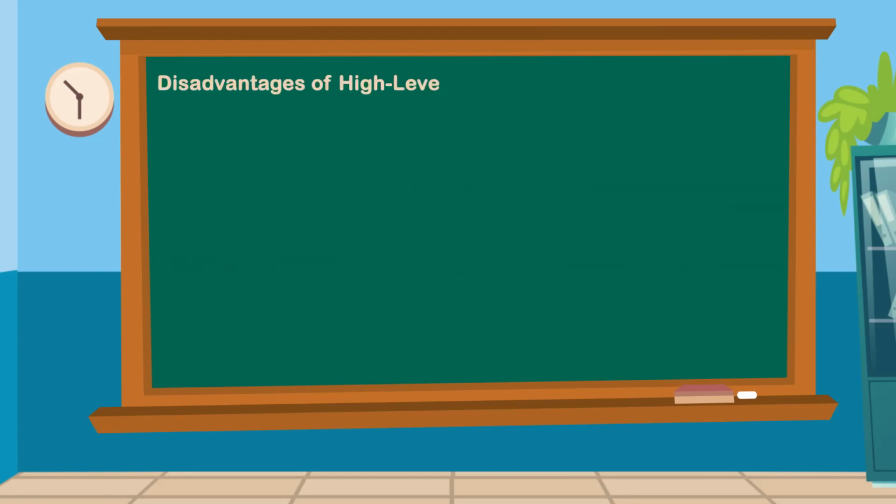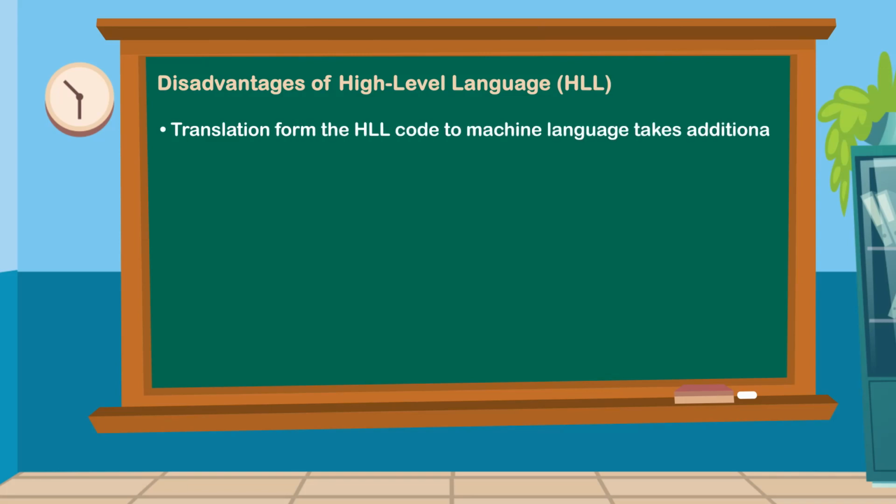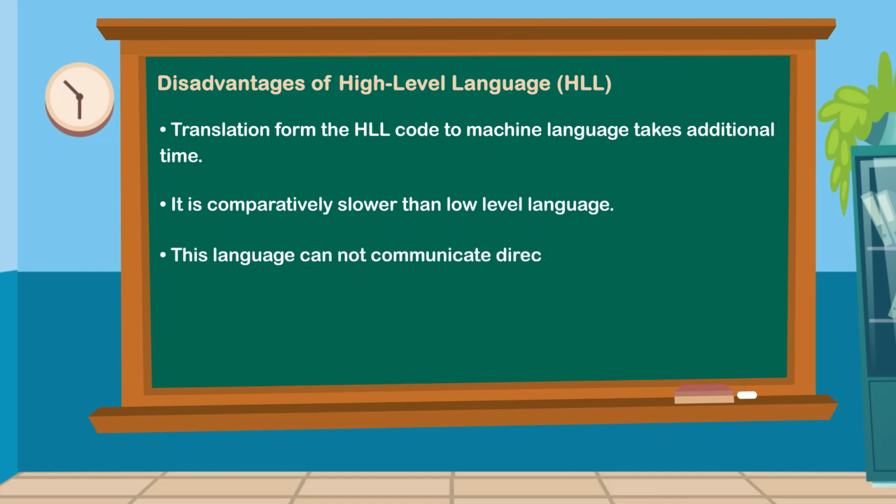The disadvantages of HLL include: translation from HLL code to machine language takes additional time, and it is comparatively slower than low-level language, and this language cannot communicate directly with the hardware.